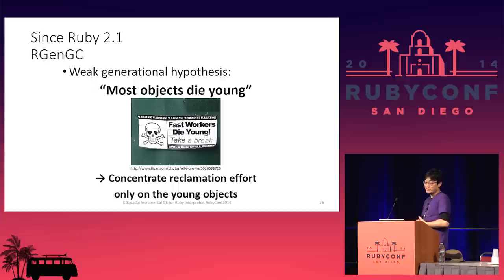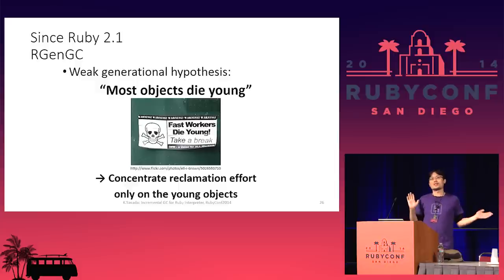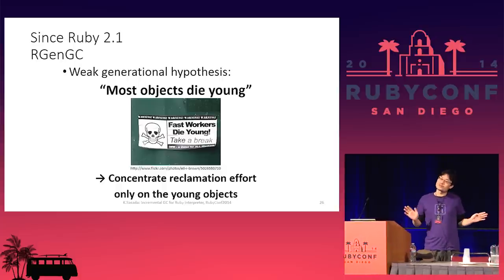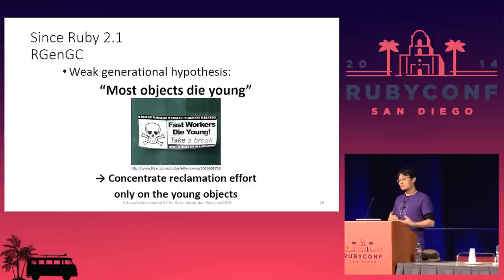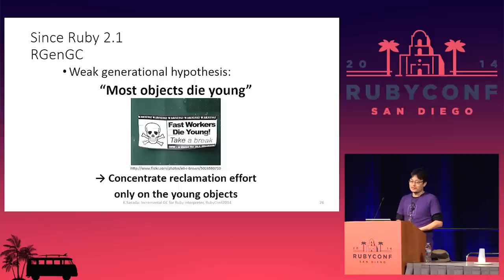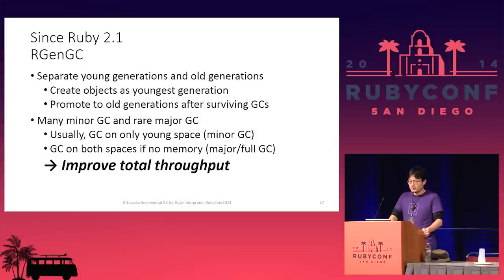And generational garbage collection is made with this hypothesis: most objects die young. It means there are many temporary objects like strings or arrays, and there are not many long-lived objects. So we can concentrate on reclaiming only young objects. We separate the young generation and the old generation, create objects in the young generation, and promote them to the old generation after they survive.